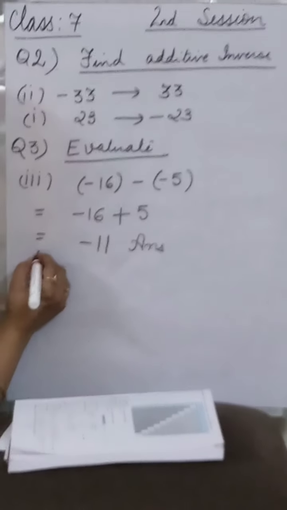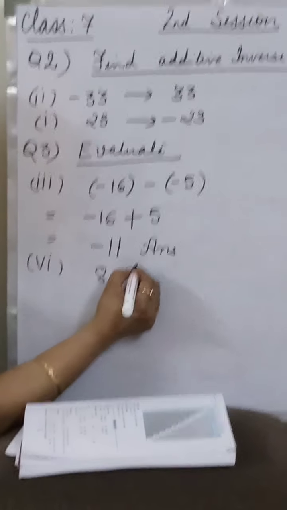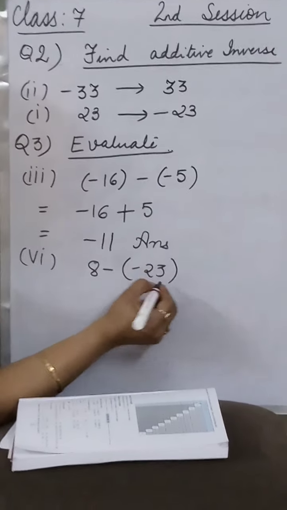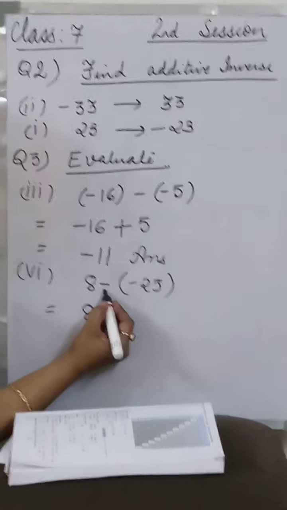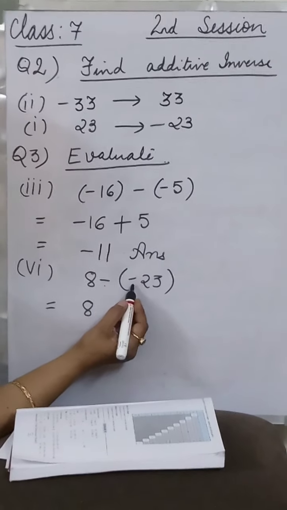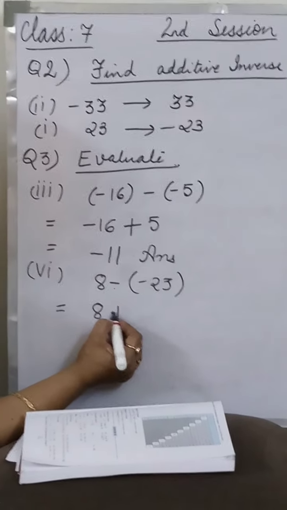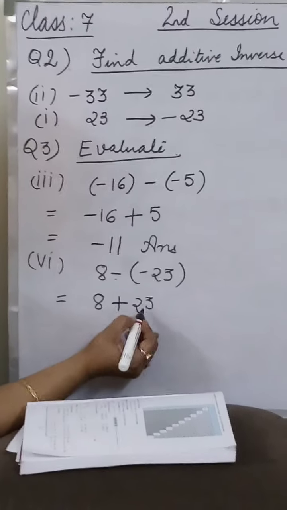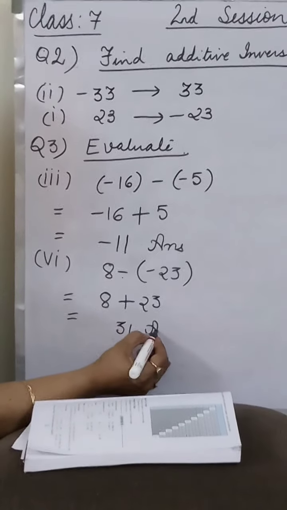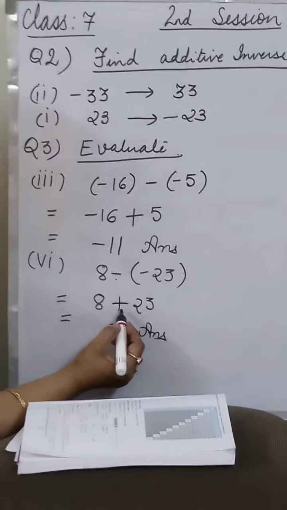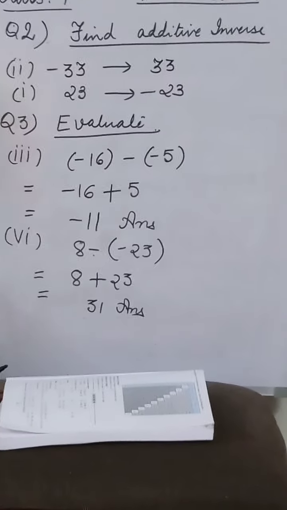I do one more bit for you. That is the 6th bit. 8 minus bracket minus 23 is the question. We open the bracket, 8 as it is. This is minus, before the bracket we have a negative sign, inside the bracket also a negative sign. Both signs are minus, so the sign will become plus and we copy 23. 8 and 23 will become 31. We always write the sign of the greater number, that is 23. The new sign of 23 is plus, so the sign will become plus. Got it, children?